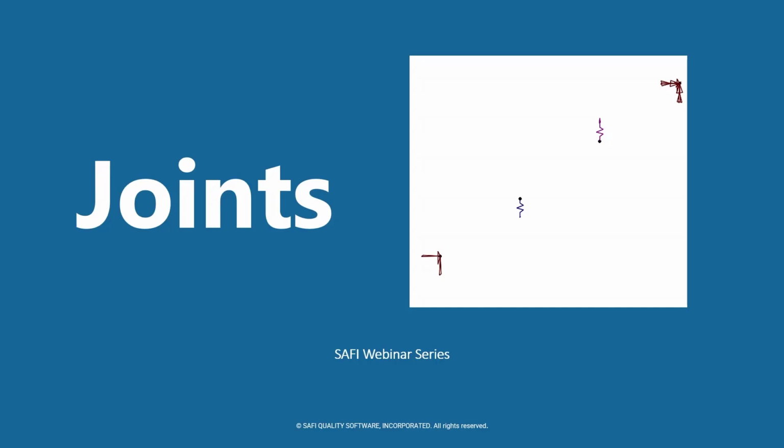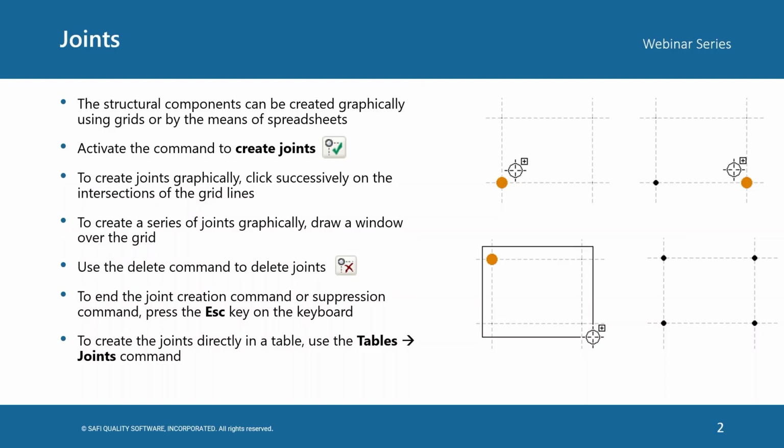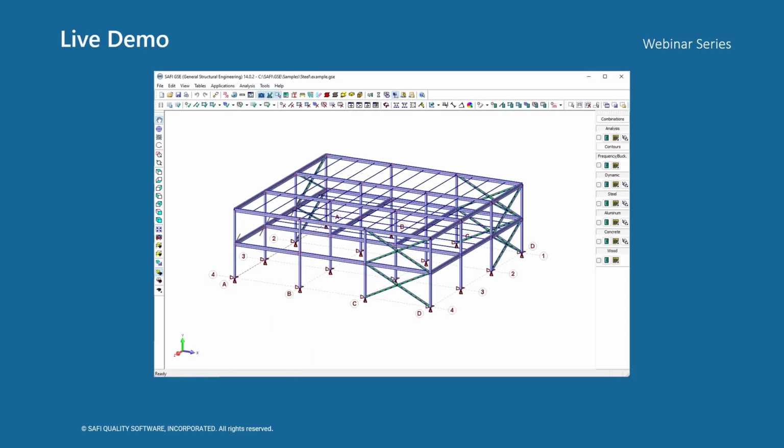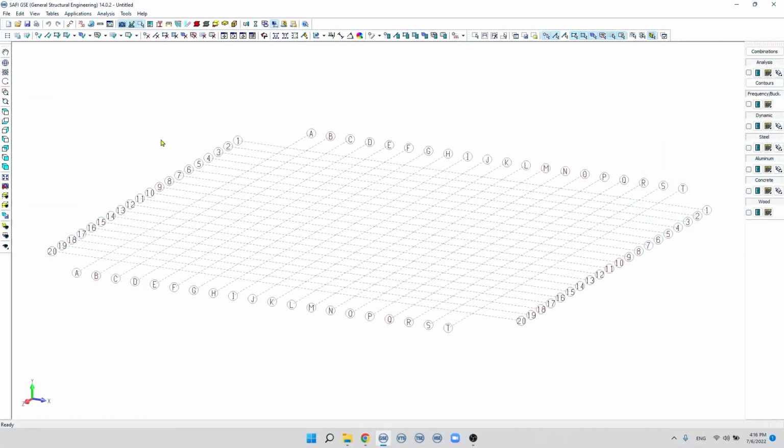In this video, we are going to have an overview of joints. Joints represent points of connection between structural members and plates. Element mass and distributed loading are automatically transferred to joint locations during the analysis. The user can create joints graphically or by the means of spreadsheets. Without further ado, let's start our demo.